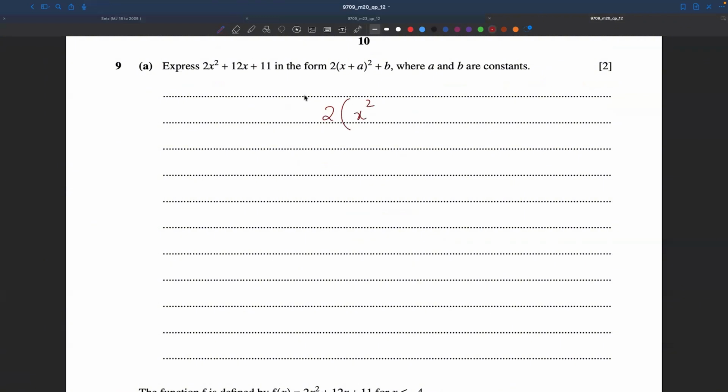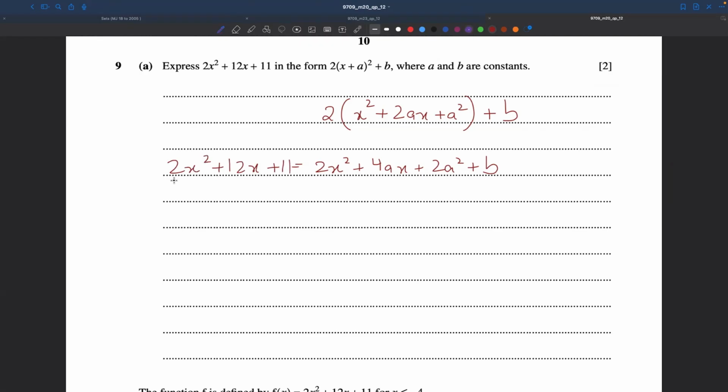We will expand. If it says by completing the square, in that case, you will definitely have to complete the square. If it doesn't say so, then you can use any method. So I'm using the comparison method. You will expand this side. This will become 2x squared plus 4ax plus 2a squared plus b is equal to.